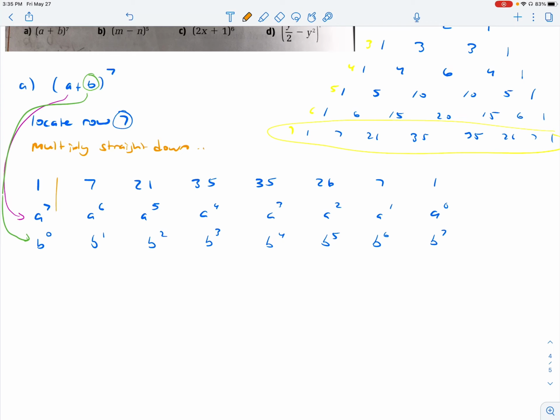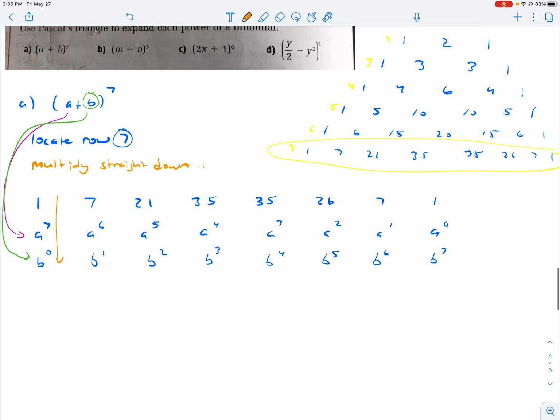So we're going to take everything that's written there and we're going to multiply straight down. So 1 times a to the 7 times b to the 0. So b to the 0 is just 1. So I have 1 times a to the 7 times 1. I get just a to the 7. That's my first term in this expansion.